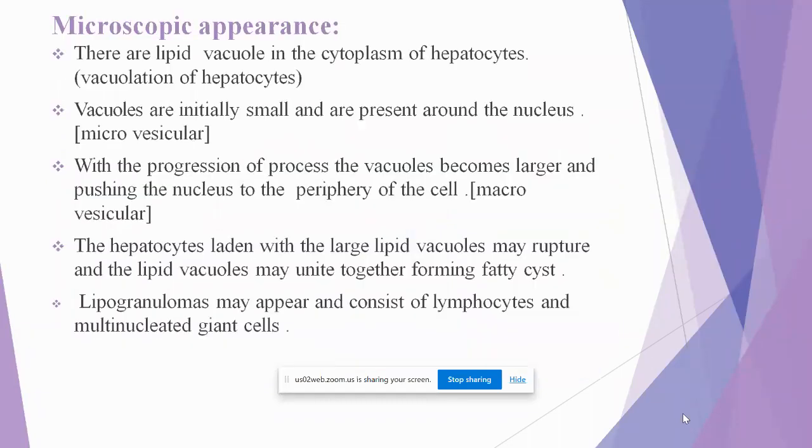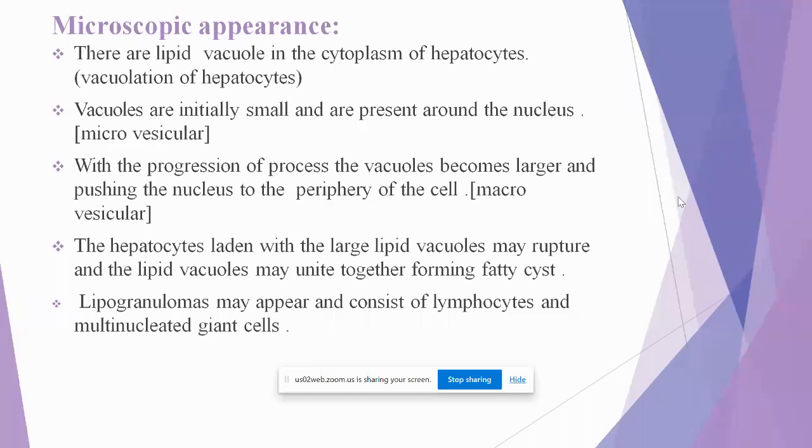Then the next one is the microscopic appearance. There are lipid vacuoles in the cytoplasm of hepatocytes, that is vacuolation of hepatocytes. The vacuoles are initially small and are present around the nucleus. That is microvesicular. Then with the progression of the process, the vacuoles become larger and push the nucleus to the periphery of the cell.